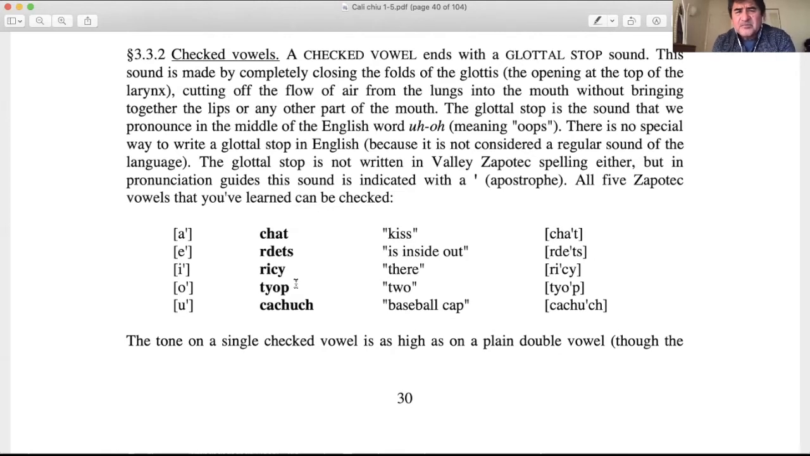All right, so now I'm going to invite you all to say it after me. After I say it twice, you pause and then say it along. The first one is chat. One more time. Chat. Next. That's. For the I. Rik. Next word. Diop. And the last one is cachuch. And actually, that comes from Spanish, which is cachucha, baseball cap, right?